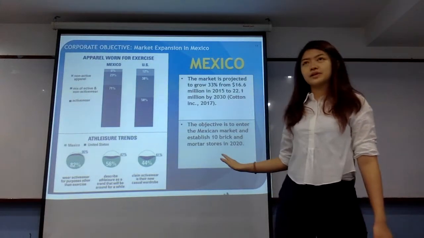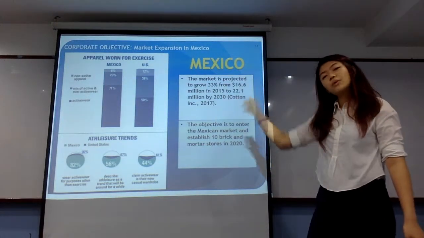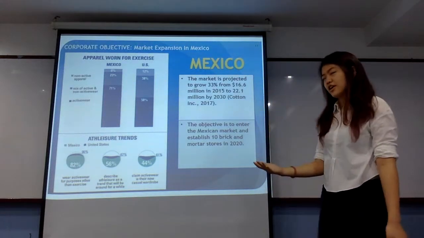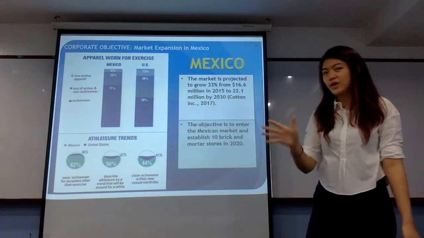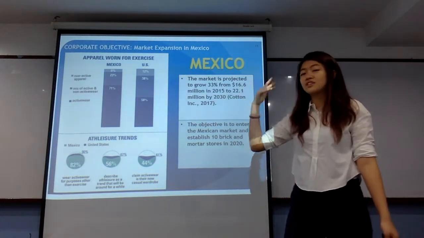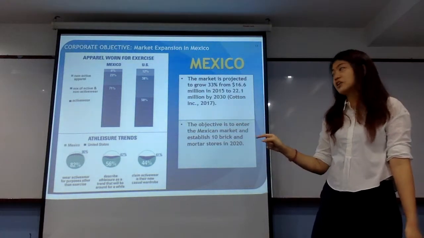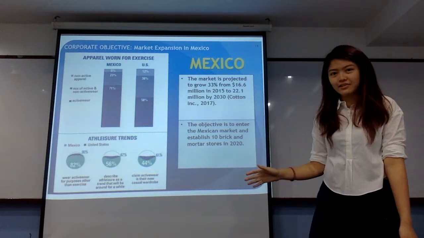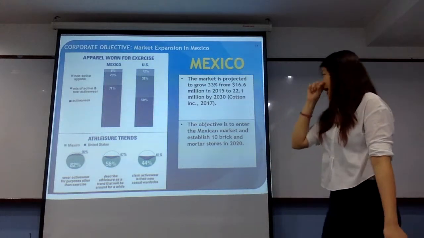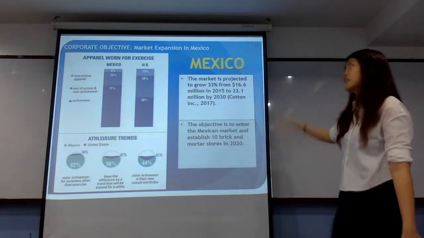Next, I would like to focus on Mexico for the Latin America region. As you can see here, 71% of Mexicans are into the activewear trend, compared to only 50% in the US market. The athleisure trend is growing more than we expected in the Mexican market. 82% wear activewear for purposes other than exercising, compared to 90% in the United States. This is a very promising market because it is projected to grow another 33% by the year 2030.